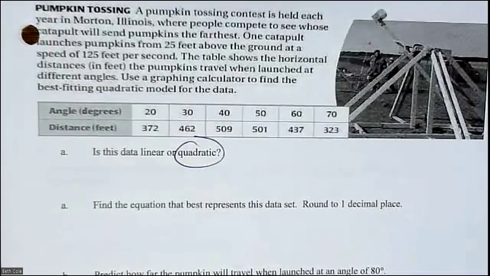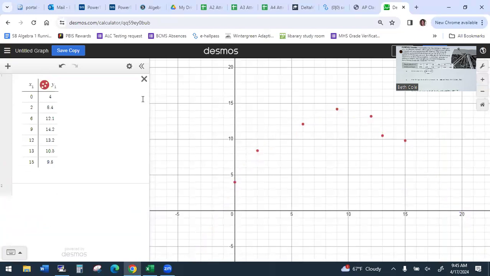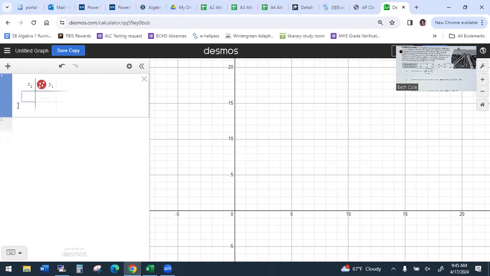Let me go ahead and type it in. You have to clear everything out. Please, just clear it all out, hit table, we're going to start over. All right, so what is this? 20, 30, 50, 60, 70. All right, and then your pumpkins get launched.